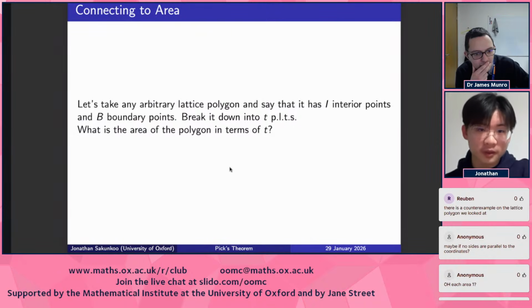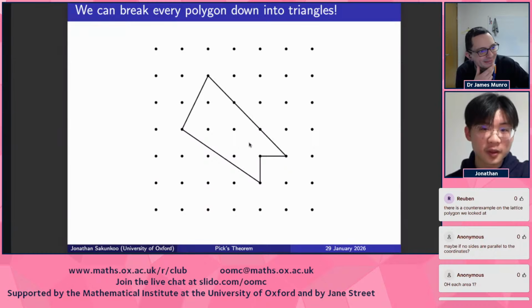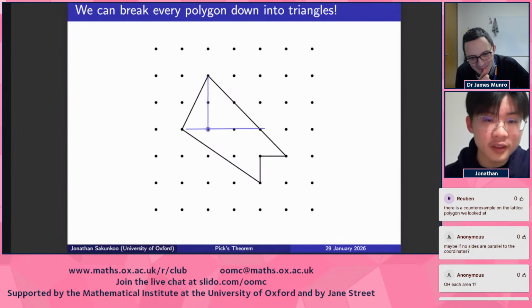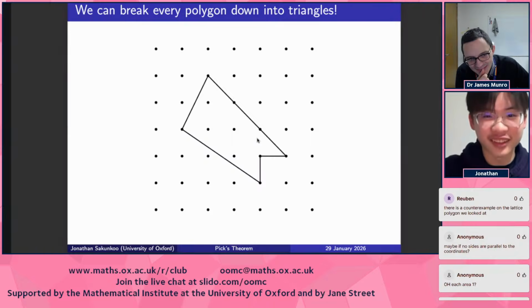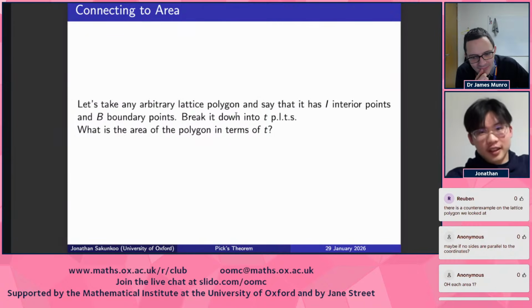So if we go back to this one, then how many primitive lattice triangles will we have? I can't quite remember, so I'm just going to draw this again. I think it was 13. Okay, I think that's the right number, so I'm going to go with that. We have 13 of them. And can anyone see what the area of the polygon would be in terms of T?